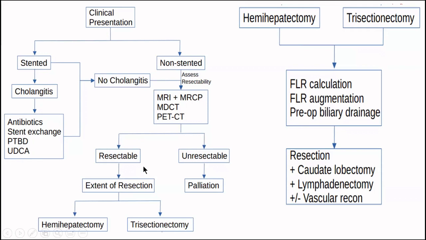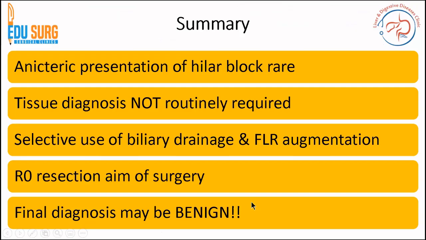Once you have ascertained the extent of disease and the resectability of the patient, that is when you go ahead with an FLR calculation. If it is adequate, you go ahead with resection; if not, with augmentation first. So to summarize, anicteric presentations of hilar blocks are rare, but these are entities which you must take into account when you have such a patient.